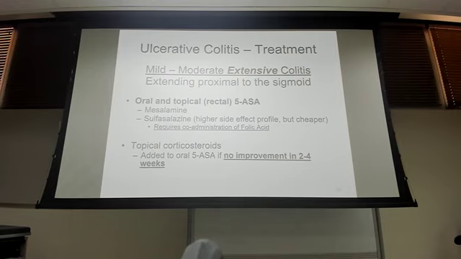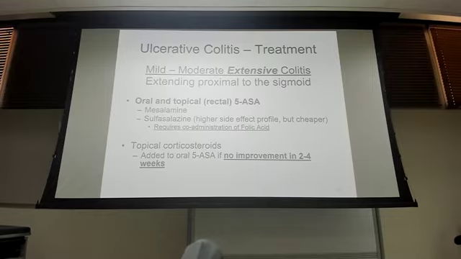If it's mild to moderate but extensive, so it's extending proximal to the sigmoid colon, we're going to do the oral and the topical 5-ASAs. The reason you're going to see the mesalamine more than the other medications on your slide is because of the side effect profile. And you have to give folic acid if you're going to go the sulfasalazine route.